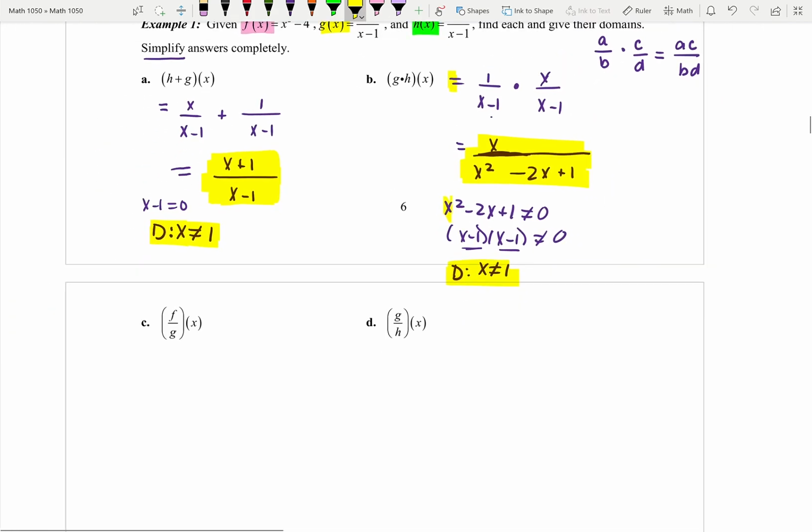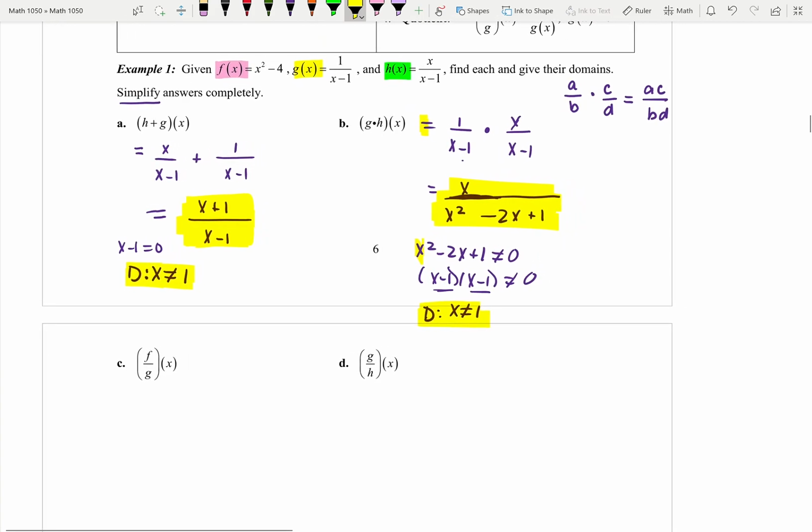Okay? Okay, question C. Take f of x and divide it by g of x. Okay, so put an equals right here. Write down your f of x, which is x squared minus 4, and divide it by your g of x, which is 1 over x minus 1.